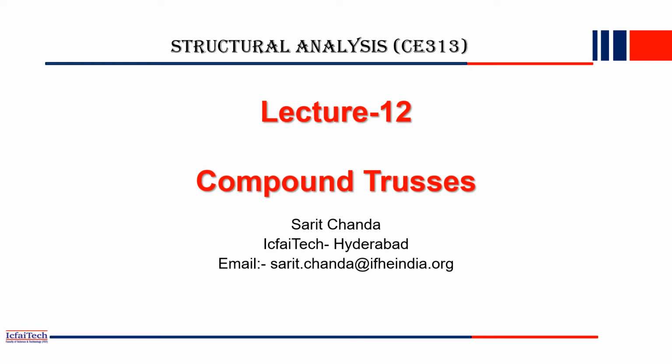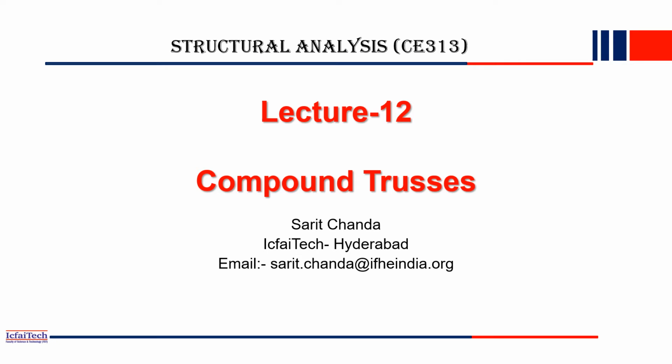Welcome to the class. Last class we saw the method of section. So we have analyzed simple trusses till now, and we have used two methods, that is method of joint and method of section. Method of joint is used when you want to find the member forces for the entire truss. But the method of section is useful when you want to calculate the member force for a particular bar or particular element. So those two methods we have applied to the simple truss.